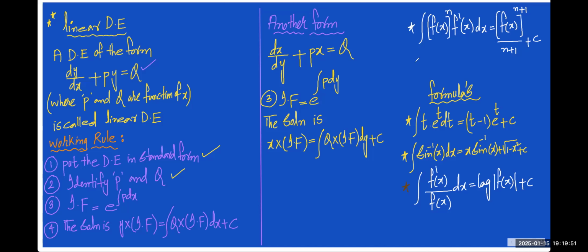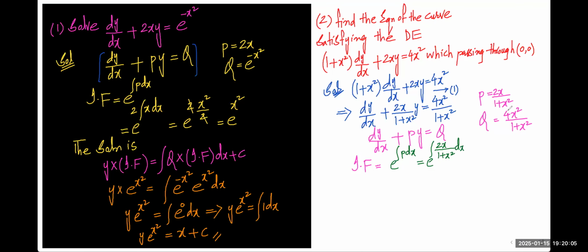Sir, this formula f dash x by f of x, we have to differentiate the numerator with respect to the denominator? No, no, no. Differentiate the denominator, and the numerator should come as the answer. See this example. Look here. What is the differentiation of 1 plus x square? Can you tell me that?